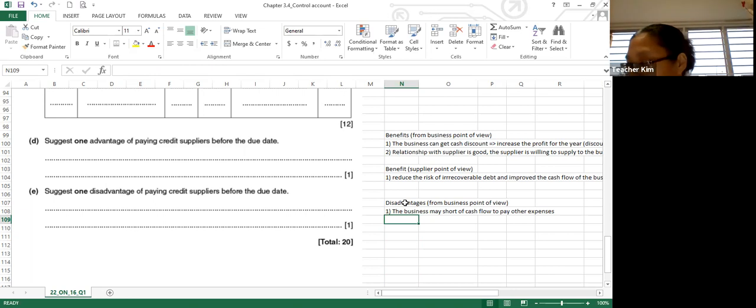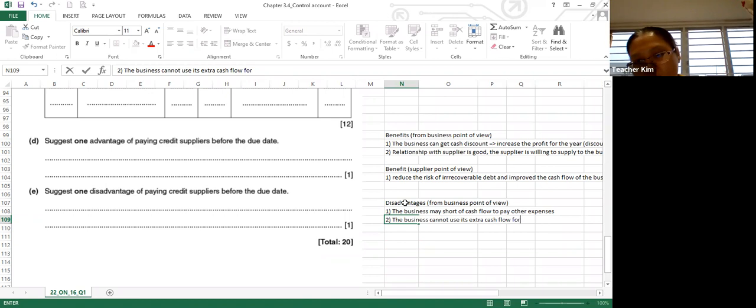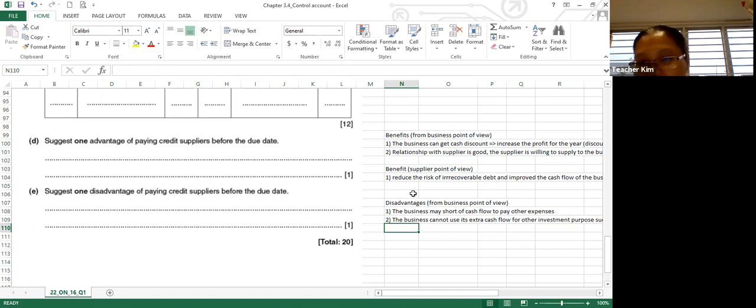And other than that, number 2, the business cannot use its extra cash flow for other investment purposes, such as putting it into a short-term deposit to earn interest. Okay, so this is a disadvantage for the business.